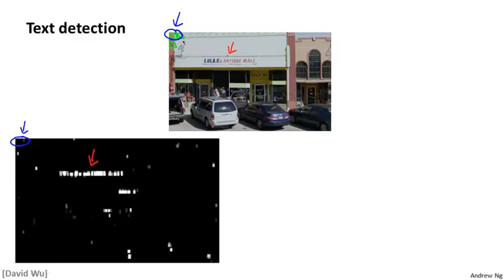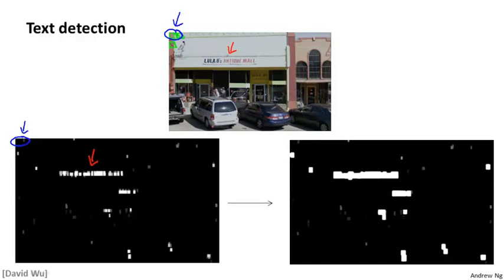Now, for text detection, we aren't quite done yet, because what we actually want to do is draw rectangles around all the regions where there's text in the image. So we're going to take one more step, which is to take the output of the classifier and apply to it what's called an expansion operator. What that does is it takes this image here, takes each of the white blobs, each of the white regions, and expands that white region.